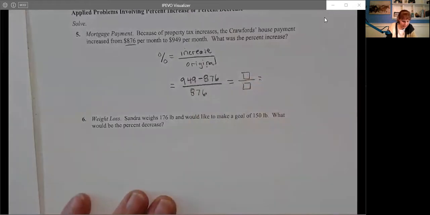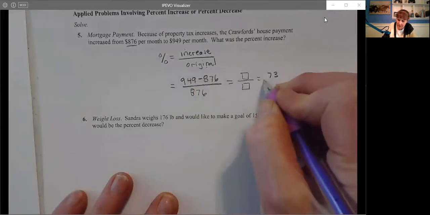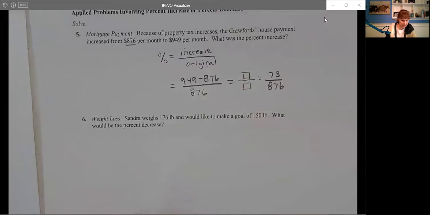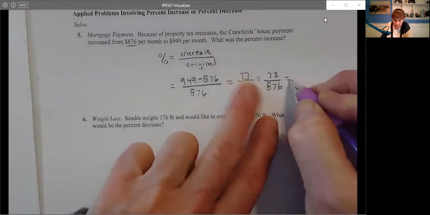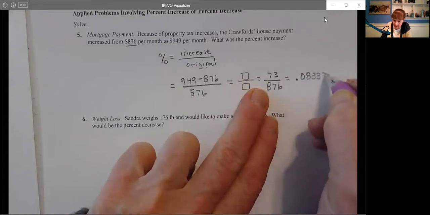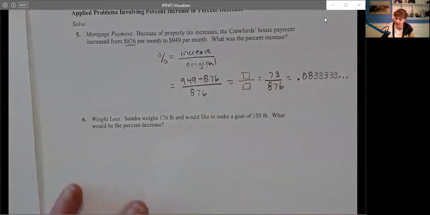So you've got 949 minus 876, you get 73. So press enter and then make sure you're taking 73. Does my answer make sense? I mean, it's not a huge increase, it's not going to be a 900% increase. Ooh, we get to practice something here. 0.08333333 repeating. Okay, hallelujah, we get to practice something here.